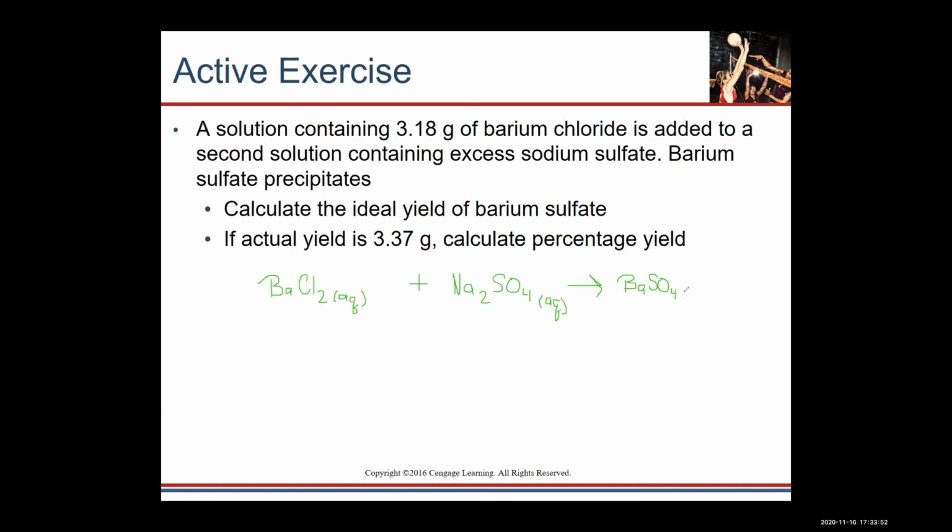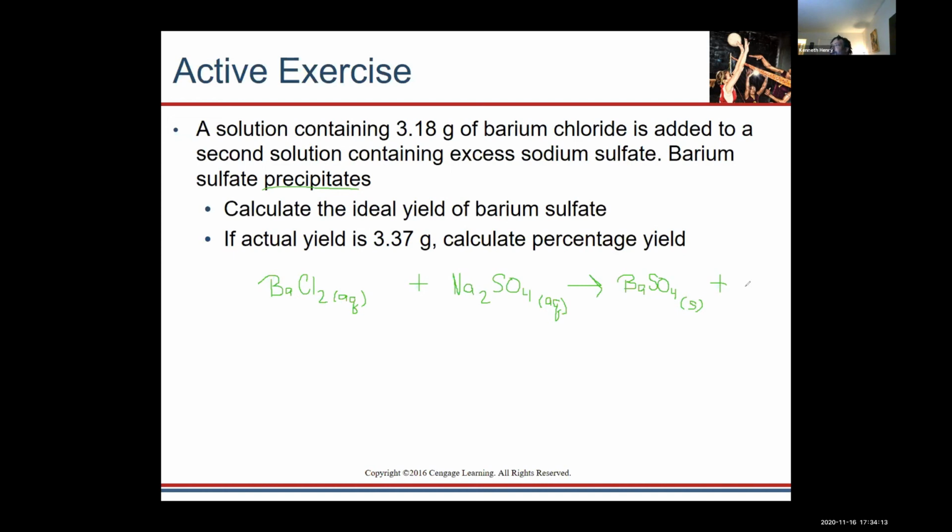Is that solid, liquid, gas, or aqueous? Aqueous. Are you sure? No, it's solid. Solid. And how do we know it was a solid? Other than me saying, are you sure?